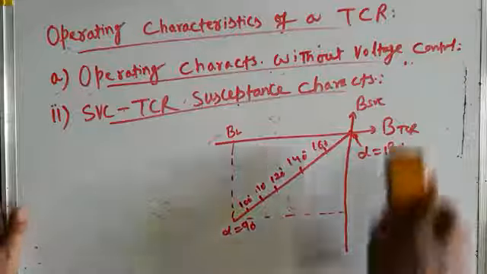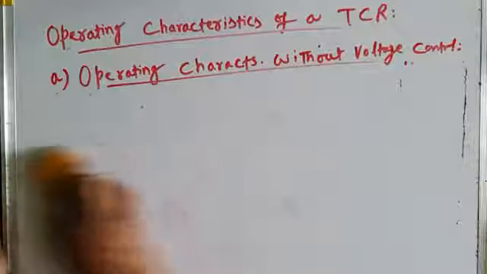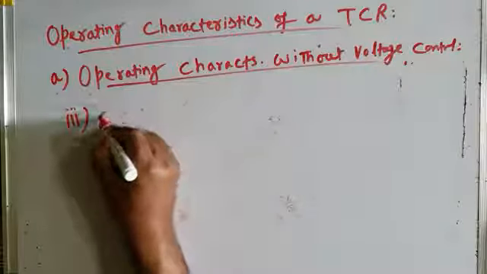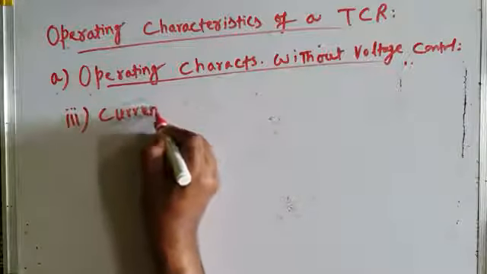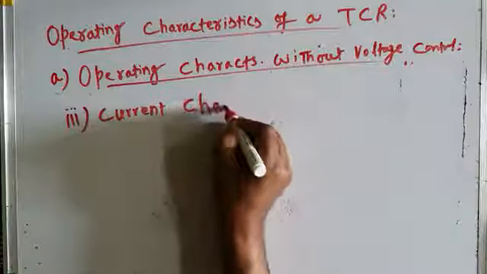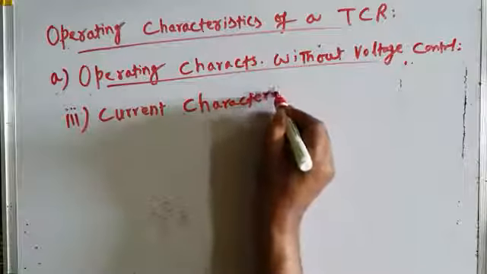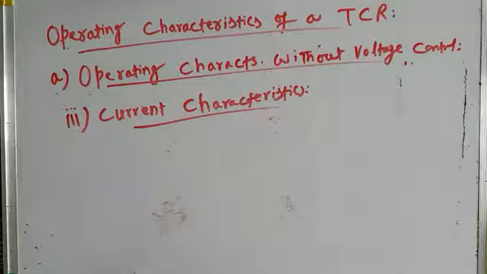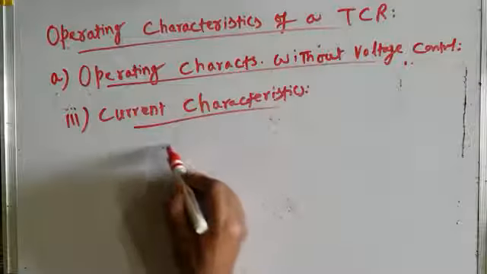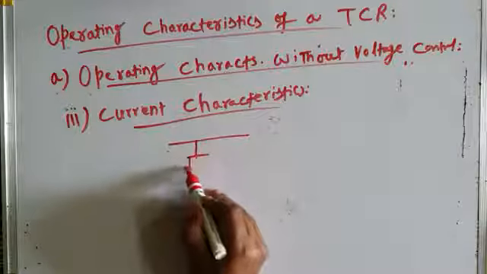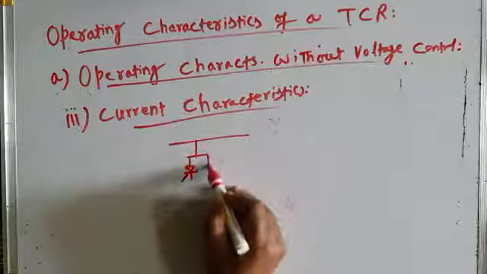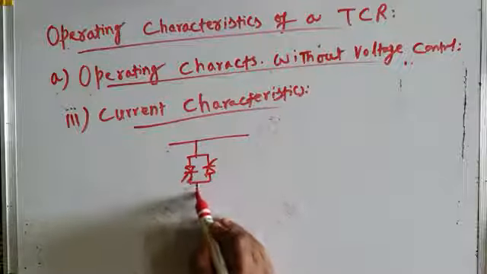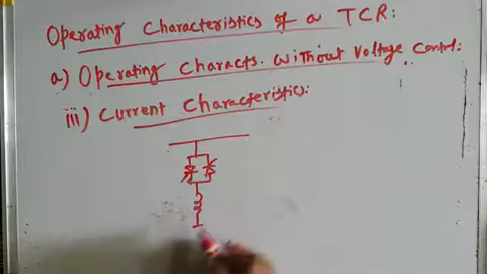Right. The third type of operating characteristics without voltage control are the current characteristics. There is not much to be discussed here. Actually, if you see in an SVC, we don't have a single TCR. A number of TCRs are connected in parallel like this. We call them TSRs, thyristor switched reactors. They are connected like this.